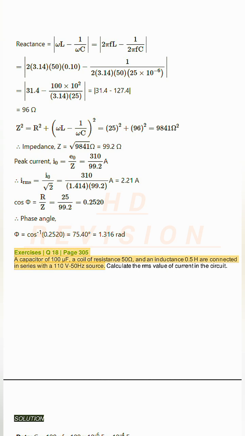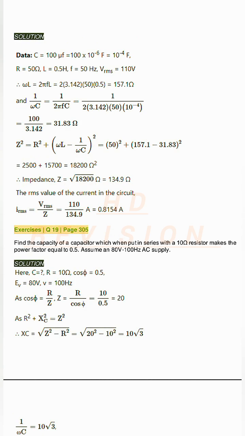Exercises Q18, page 305. A capacitor of 100 microfarads, a coil of resistance 50 ohms, and an inductance 0.5 H are connected in series with a 110 V, 50 Hz source. Calculate the RMS value of current in the circuit. Solution.